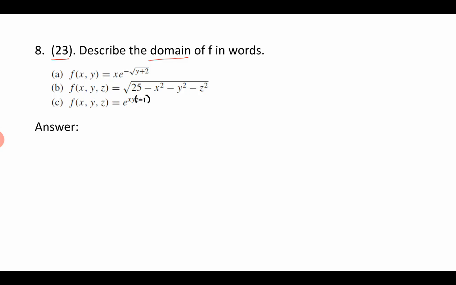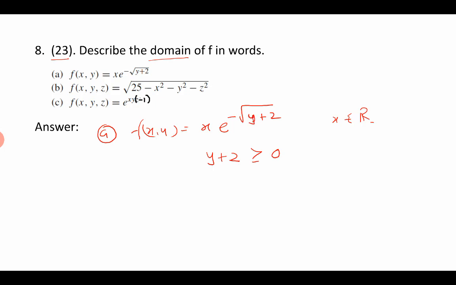Describe the domain. See, problem number A, isn't it? Here f of x y is defined as x times exponential of square root of y plus 2. See, x can take any value, x belongs to real numbers, but y plus 2 is under square root. So y plus 2 should be greater than or equal to 0. Even under the square root it can be 0. It means that y is greater than or equal to negative 2.